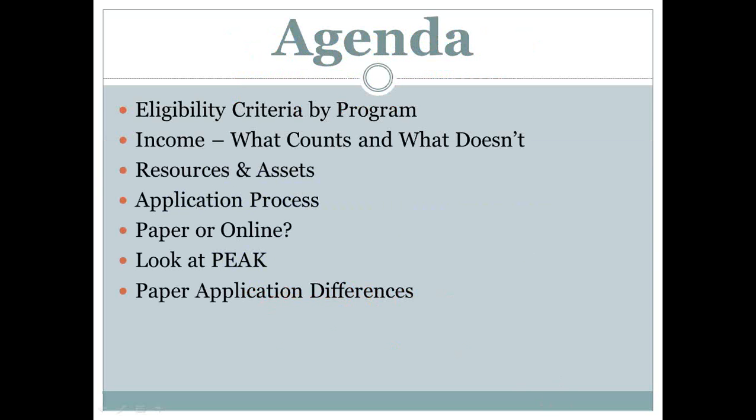The agenda for today, we're going to talk a little bit about eligibility and the program criteria. We're going to talk about the income, which is money coming in, and the money that is counted and what doesn't count, because there are some things that are exempt from income in some programs. We're going to talk about resources and assets, which means those are the things that you have in savings or excess property, things like that. We're going to look just briefly at the application process and whether paper or online would be your best option. Meaning we're going to look at PEAK and the paper application and see the differences in between.